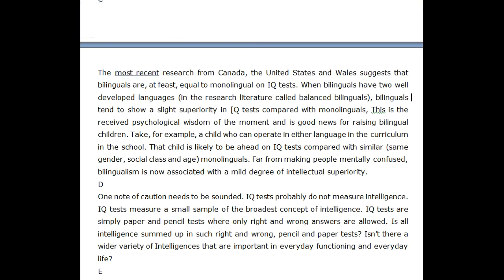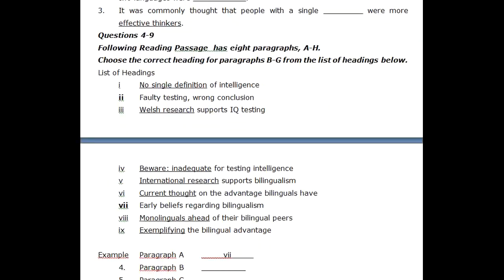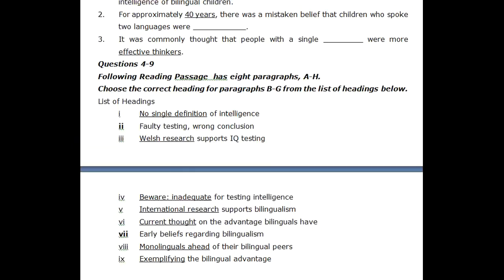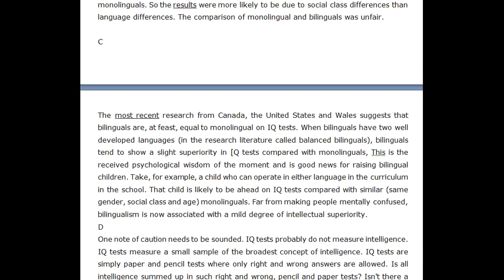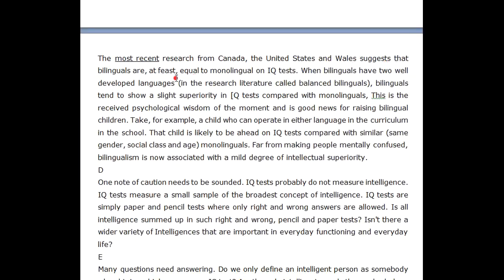So it is giving you a clue: most recent research. There was something like most recent. Let me see. Current thought on the advantage bilinguals have. So I have to check: are they talking about the advantage that bilinguals have? It states and will suggest that bilinguals are at least equal to monolinguals on IQ tests. So they are just saying equal.